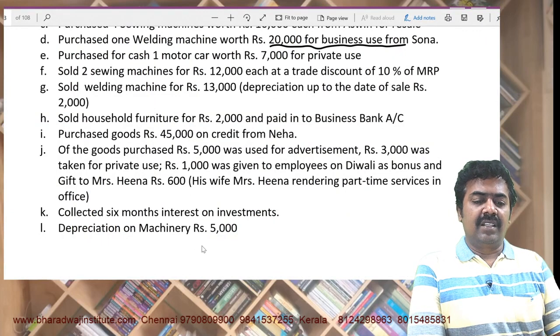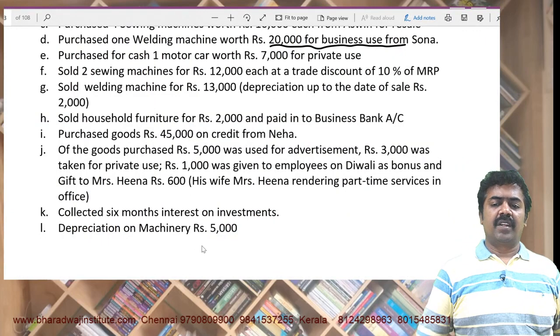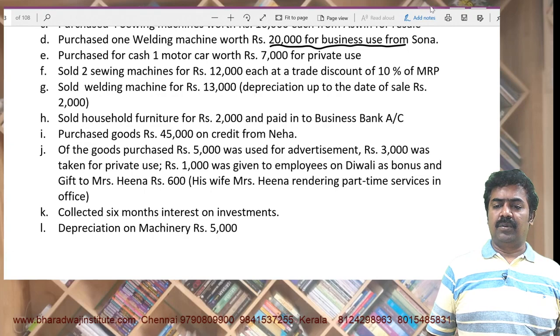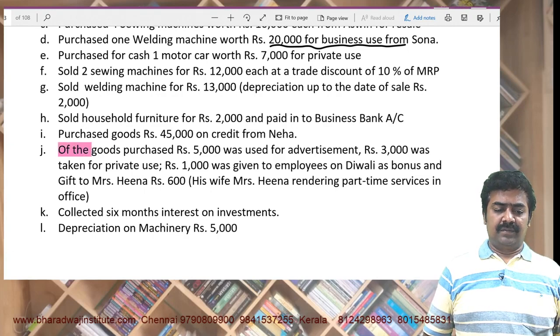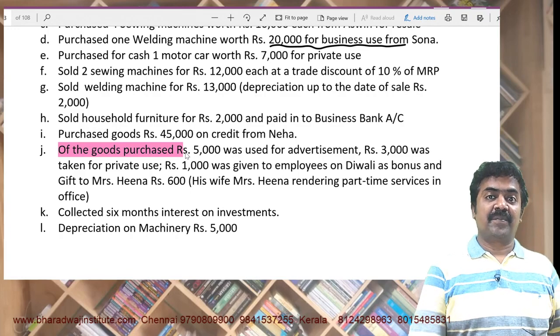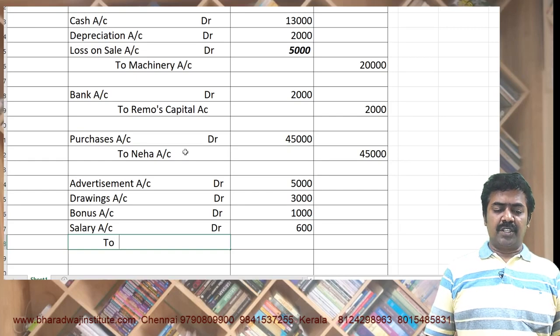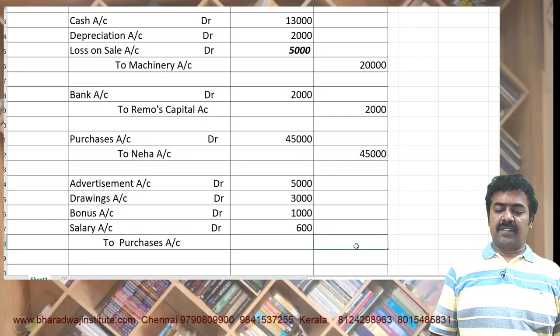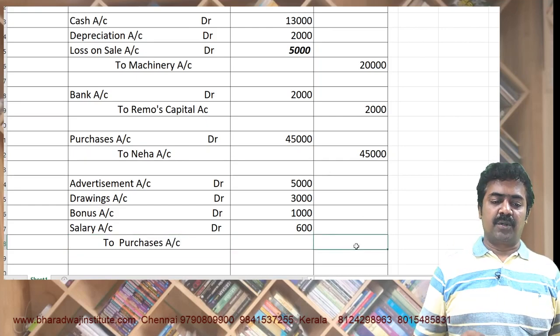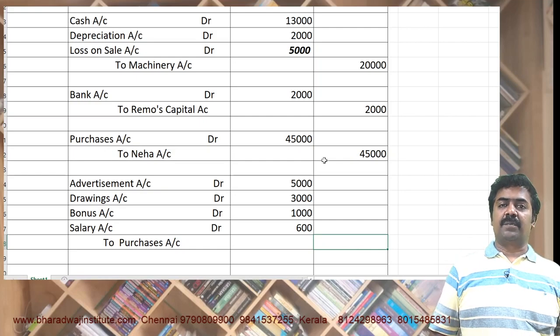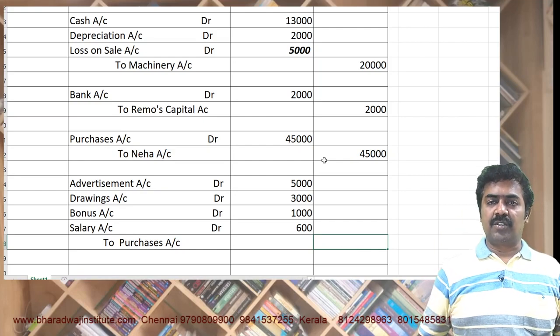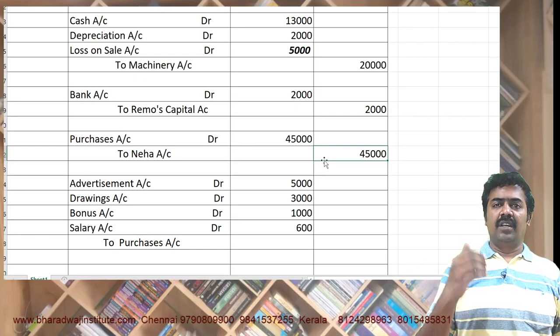Check whether these amounts are spent in cash. No. We are using goods for all these purposes. We are not giving in cash. To which account then? To purchases account. Whenever goods are purchased, we debit which account? Purchases account. Whenever goods are taken for use, credit the purchases.